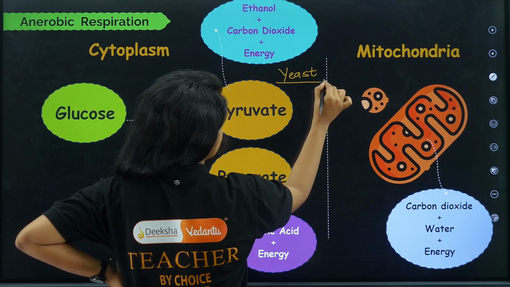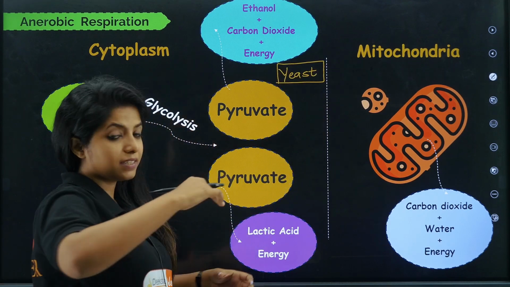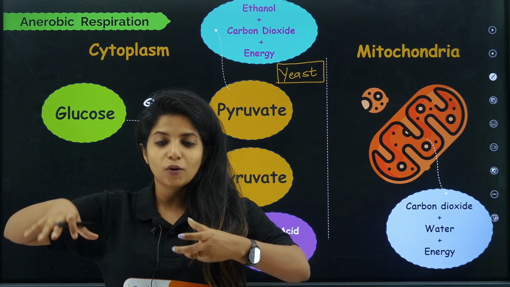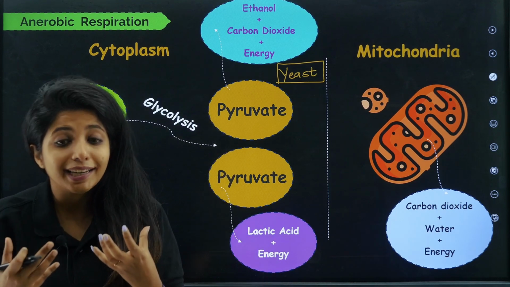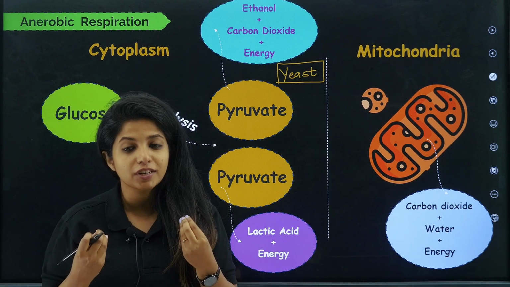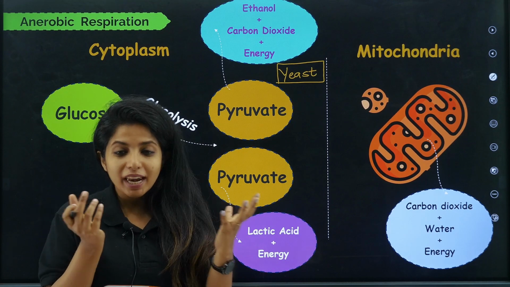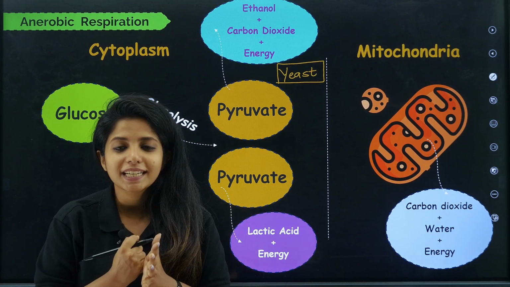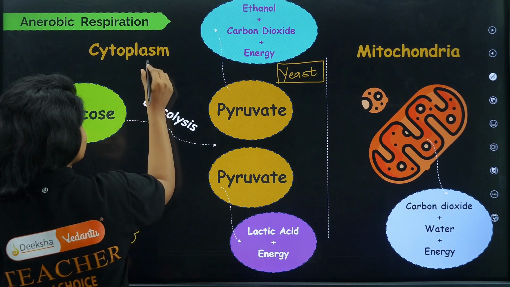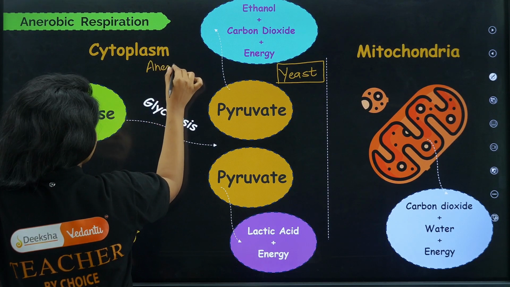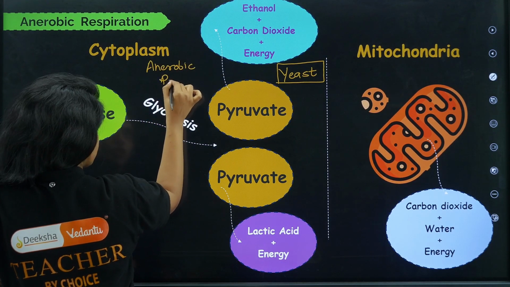So yeast, when there is no oxygen, you might have seen that people seal the yeast along with the fruits and keep it like that for fermentation, so that we make wine. And wine has what, children? Alcohol in it. So where is the alcohol coming from? Basically the yeast is doing something known as anaerobic respiration. What is it doing, children? It is doing anaerobic respiration.